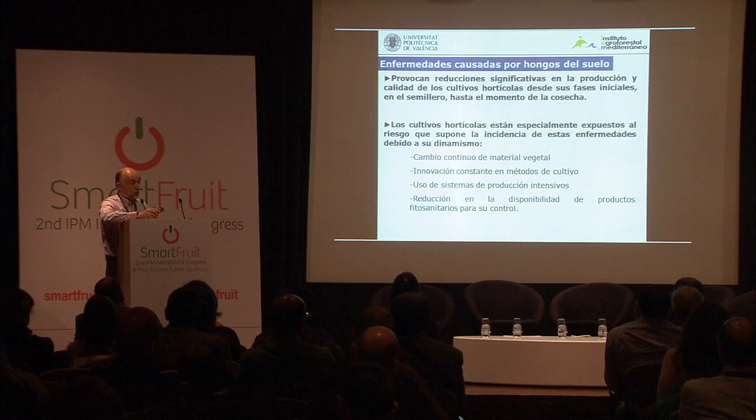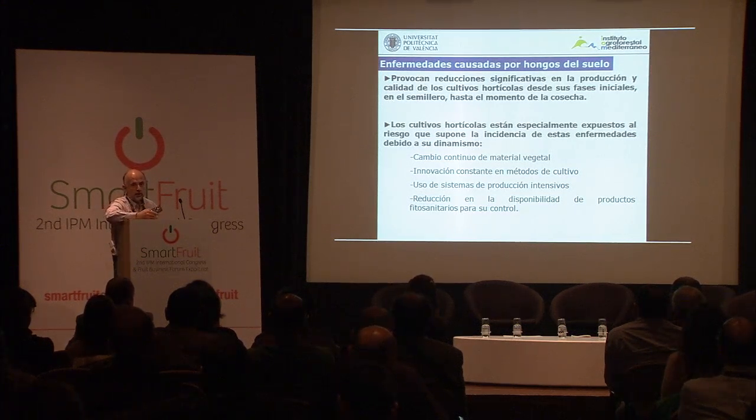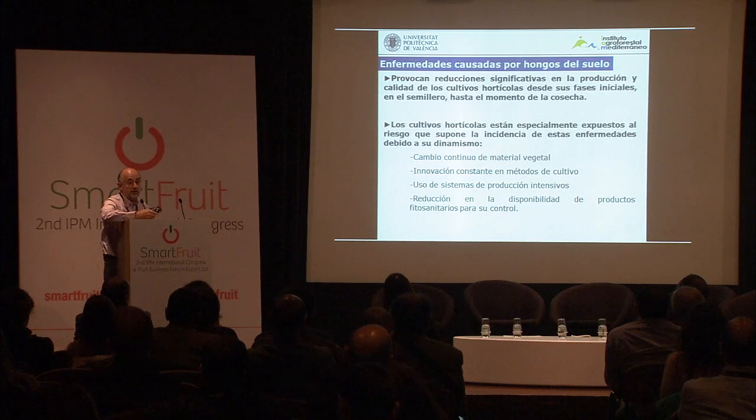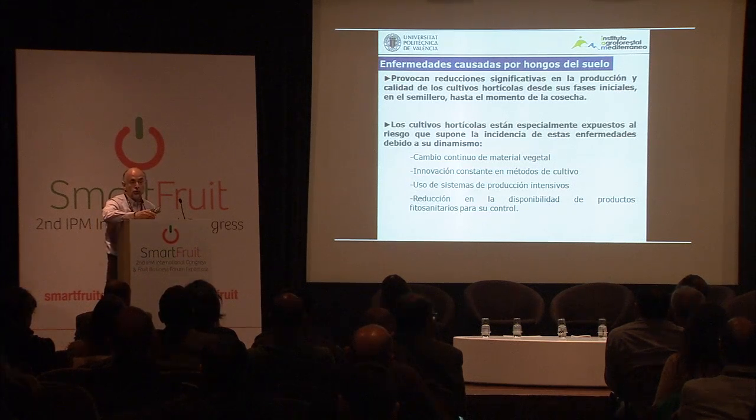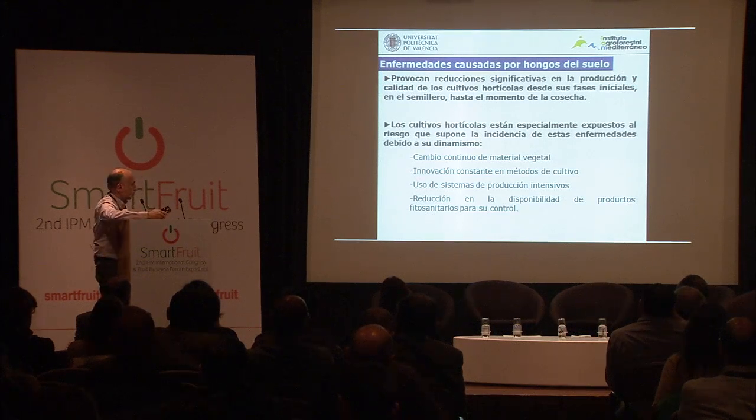Vegetable crops are very susceptible to all these problems. I've already mentioned one of the reasons why: there's a continuous replacement of plant material, which means that very often you have to import seeds which may bring soil pathogens with them. There are also new cultivars and new varieties, and we don't really know how susceptible they are to the pathogens we have in the soil, which may change the soil dynamics. There are also cultural changes and innovations in methods of cultivation; the use of plastic mulches in the 90s led to different degrees of presence of the various fungi.